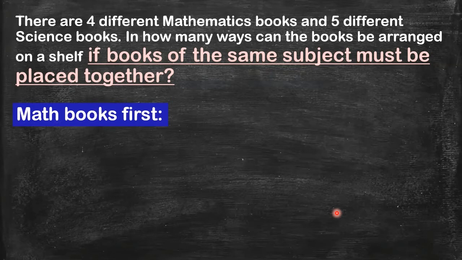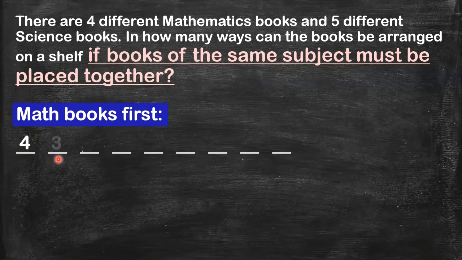So, gawa ulit tayo ng 9 na lines. Dito sa first line, ano yung number na ilalagay ko dito? Hindi na 9, right? Kasi uunahin natin yung math books. So, ilan ba ang math books? 4. So, ibig sabihin, dun sa first slot, sa first position, we have 4 choices. What about dun sa second position? Math book pa rin yan, kasi dapat math book muna. So, we only have 3 choices. Kasi yung isa, napili na natin for the first position.